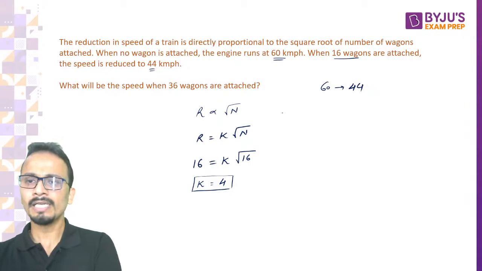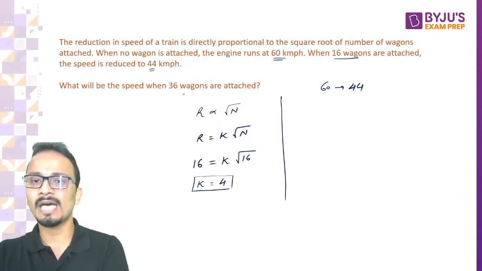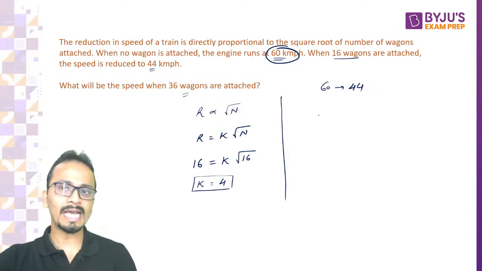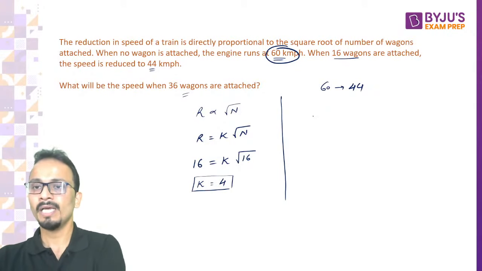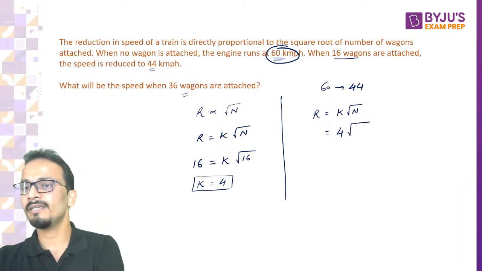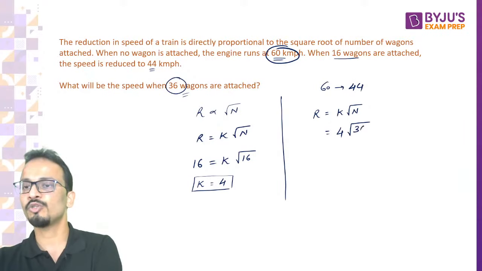Okay. Now as a question they are asking, what will be the speed when 36 wagons are attached? All right. So I'll start the case from the beginning only. Okay. So when no wagon was attached, the speed was 60. Now, when 36 wagons are attached, the reduction in speed will be equal to K times under root of the number of wagons. Now, we have already calculated the value of K. The value of K was 4. And now in the second case, the number of wagons is 36.